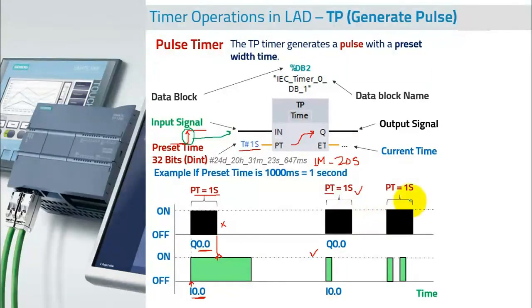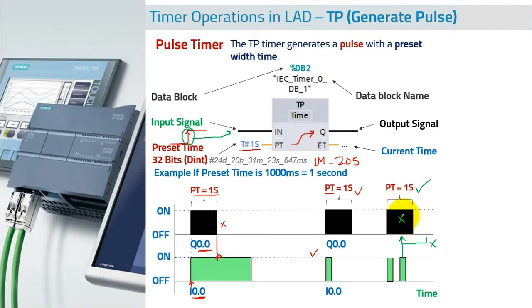But now, once the preset time has started, once the output is on, even if you give a pulse in between, this will not affect the output. This will still run for only 1 second. It will not go for 1 second from here and go up to here. This is incorrect. This will just complete the pulse and it will go off.